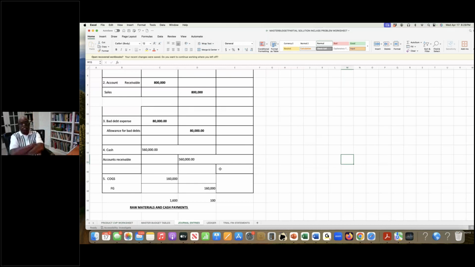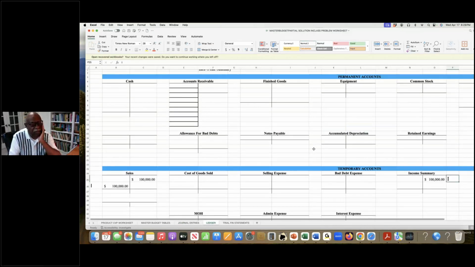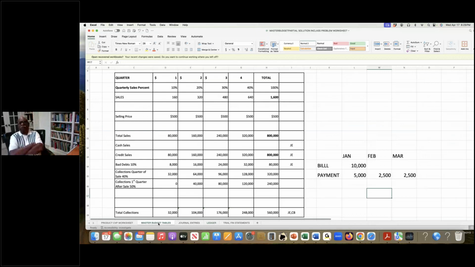And we got journal entries made. Now you got to post them to the ledger. And I got a beautiful little laid out ledger here for you. You just got to post each journal entry. Any questions at this point now? I just went over the first set for sales.